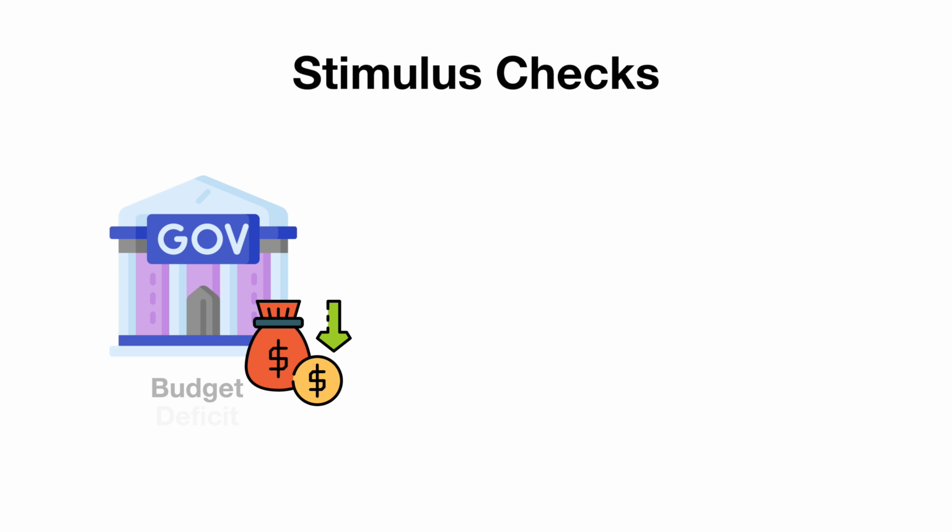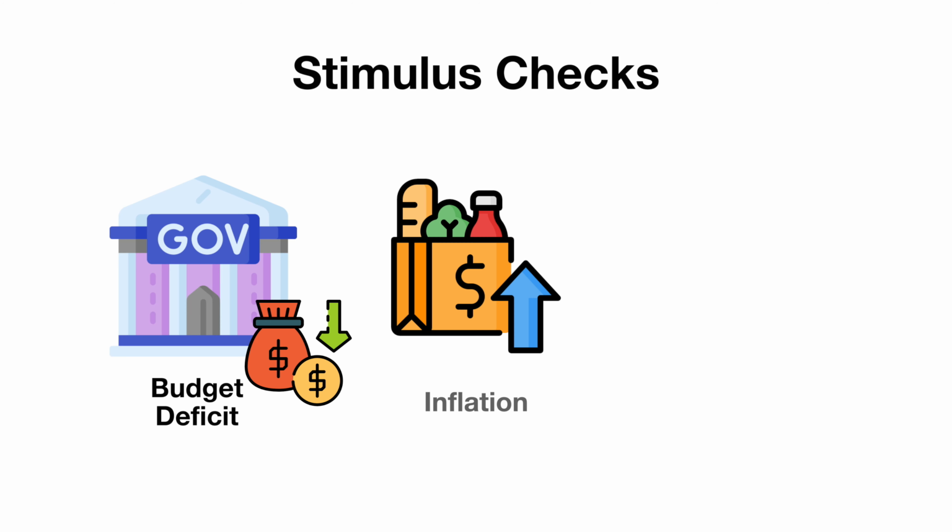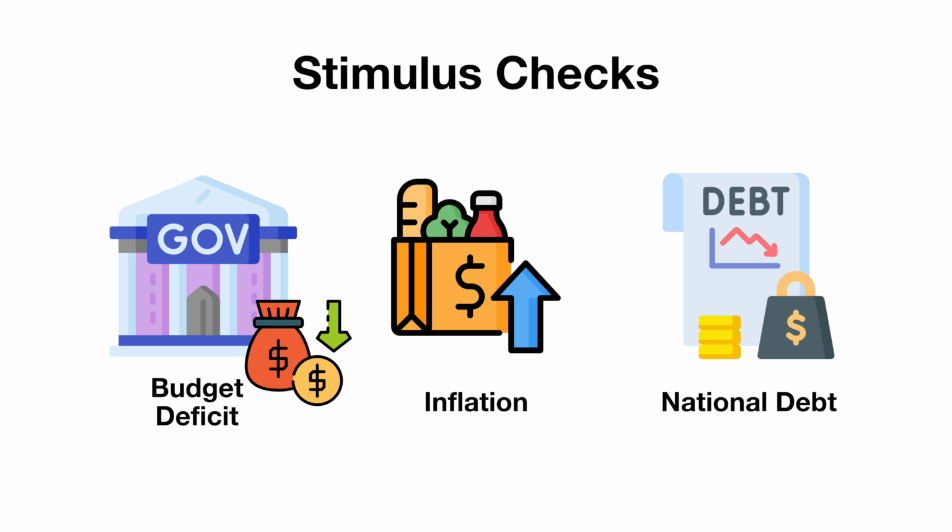But of course, there are trade-offs. They can lead to budget deficits, increasing government spending, and potentially widening fiscal imbalances. And there's always the concern of inflation. Adding more money into circulation can drive prices higher. This brings us to an important consequence of increased government spending: national debt. National debt is the total amount of money a government owes to its creditors, both domestically and internationally.